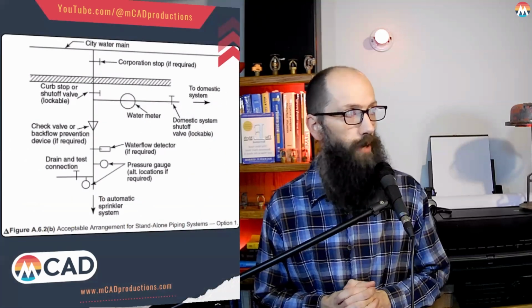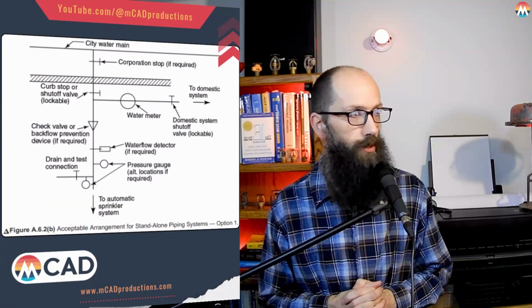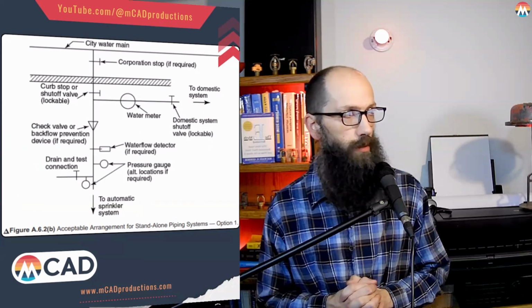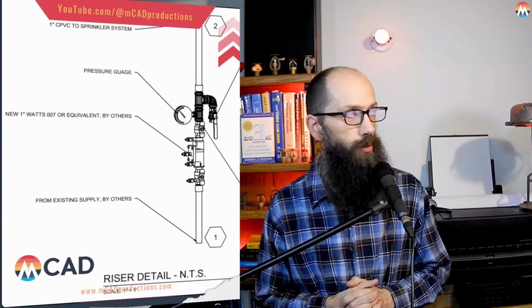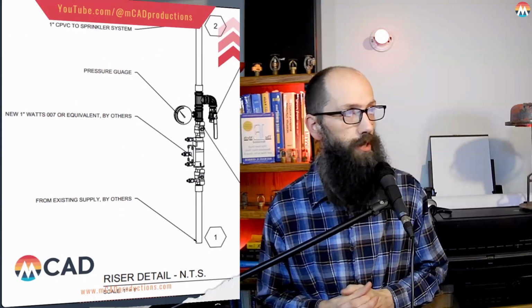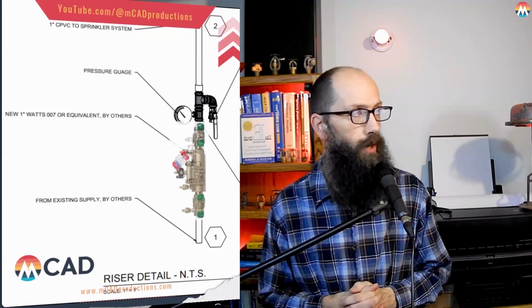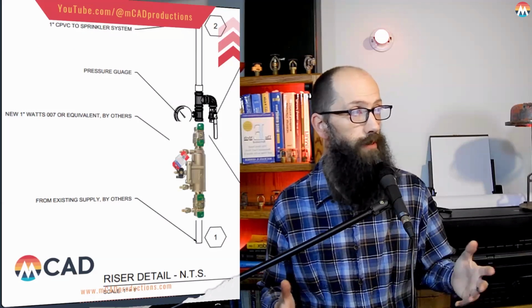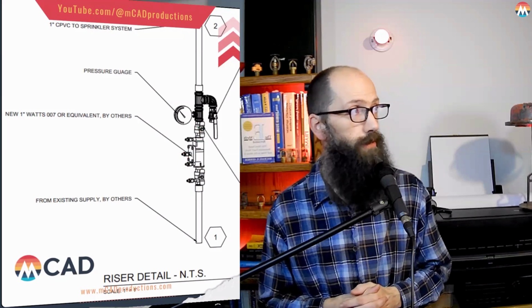This is a flat representation. The lower part there that shows the sprinkler system with the water flow detector and pressure gauge is represented on our drawing by this. This is the riser detail. That valve in the middle there is that Watt 007. Just kind of showing that picture there so you can get an idea of what we're looking at.